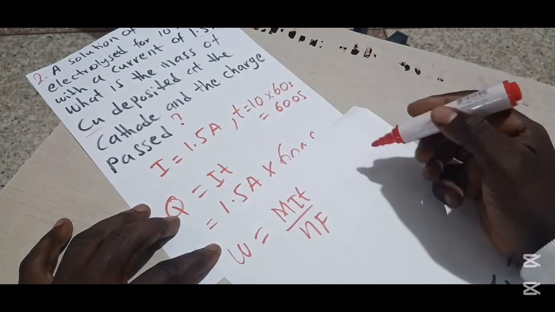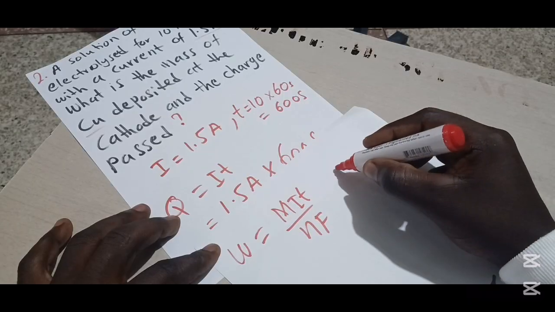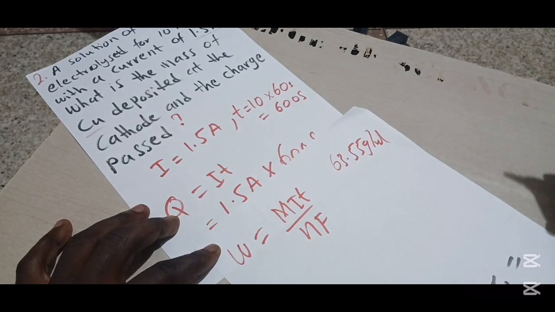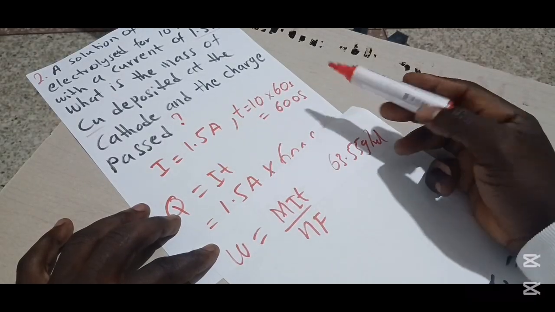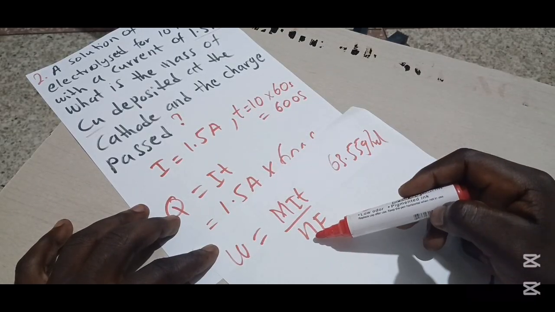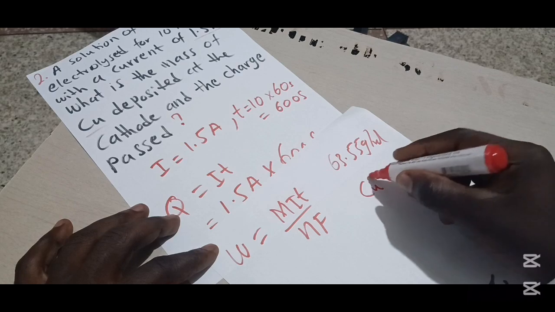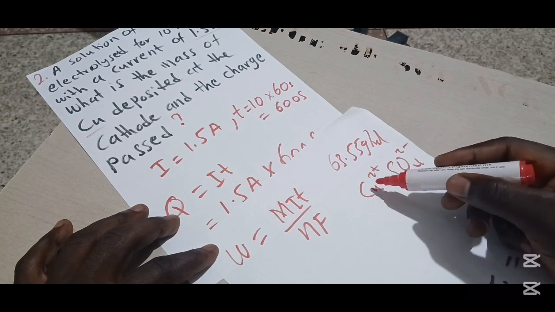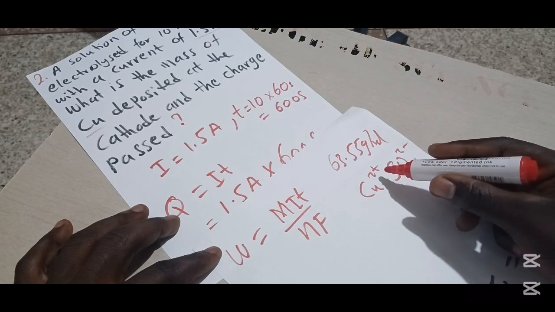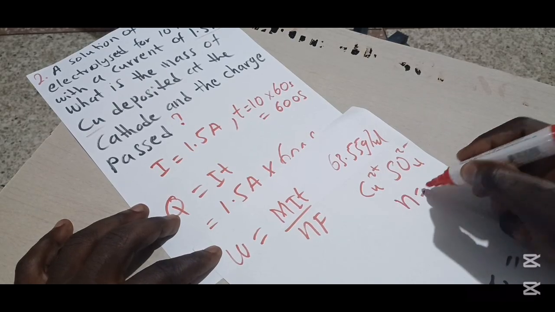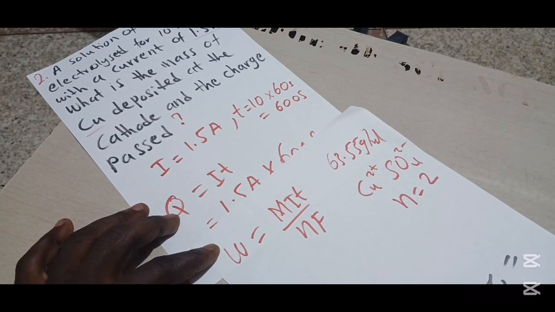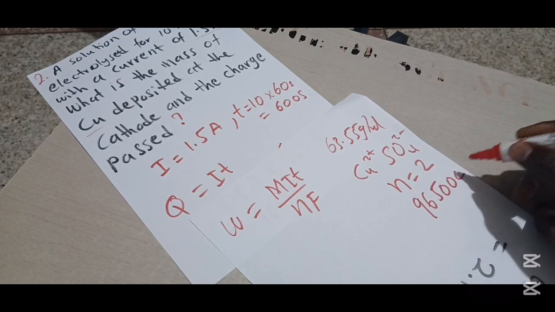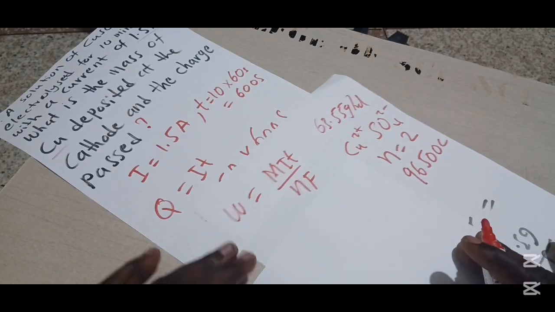The molar mass for copper still holds to be 63.55 gram per mole. And then our current is 1.5. We know our time. And then our n factor: looking at copper sulfate, when we break it into its constituent ions, you see the charge on copper is +2. So the n factor for copper is 2. So we know our n to be 2. For Faraday's constant, we know it to be 96500 coulomb. So we can just go ahead and make substitution.